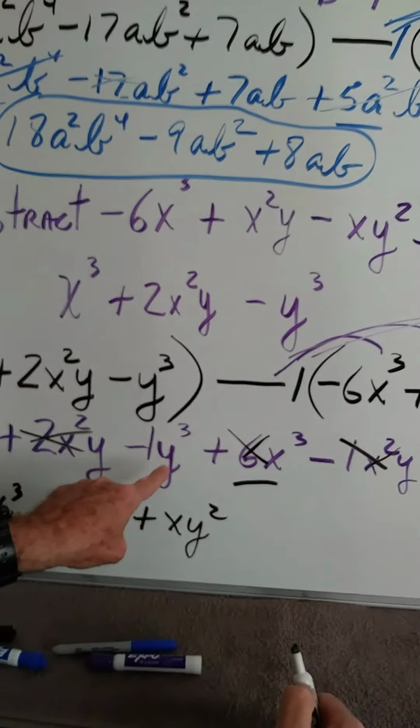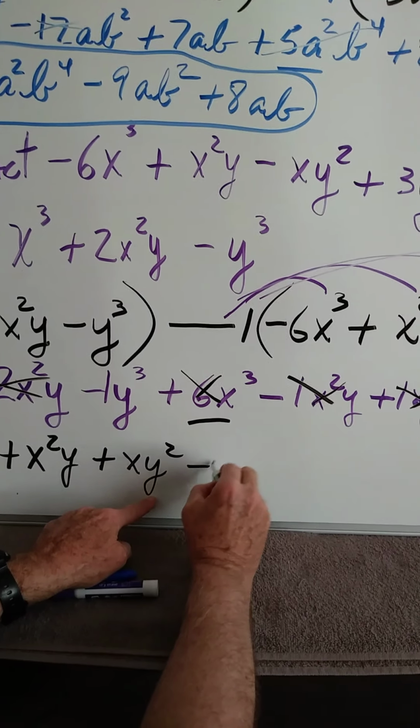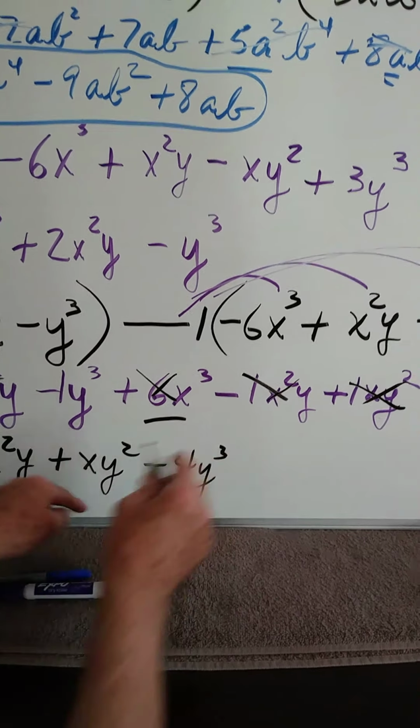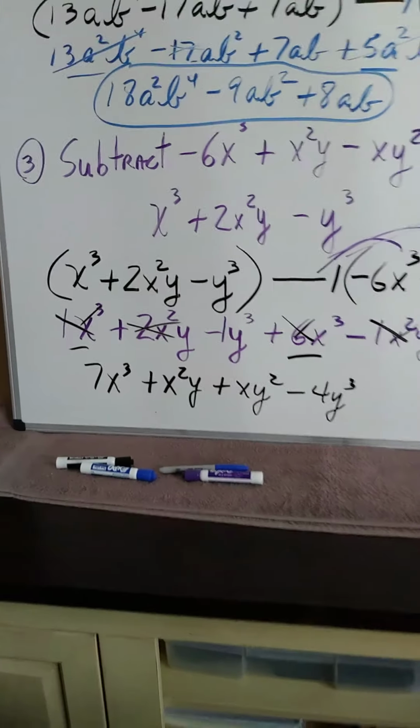And now we'll do the y cubes. You've got a negative 1 and a negative 3 down there at the end, a negative 4y cubed. And there is the polynomial answer. There's the answer to the subtraction.